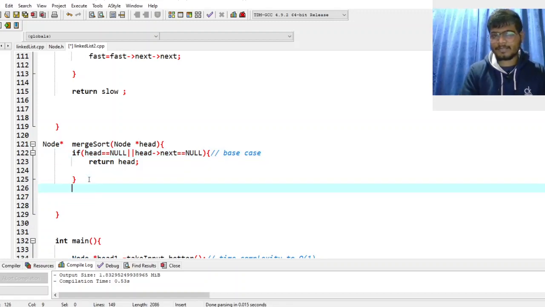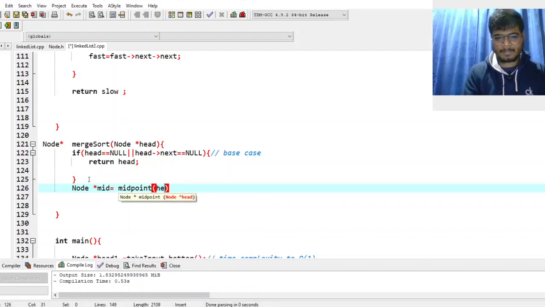First we need to actually break it at the mid. We need to have our mid. So let's just call our mid function on our head. What will it return? It will return a node that says that is the mid, right?